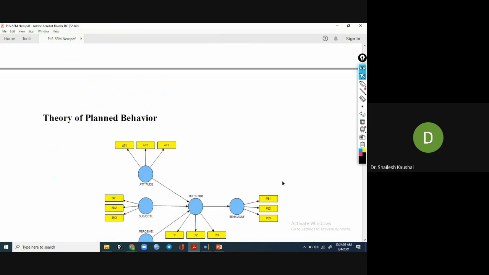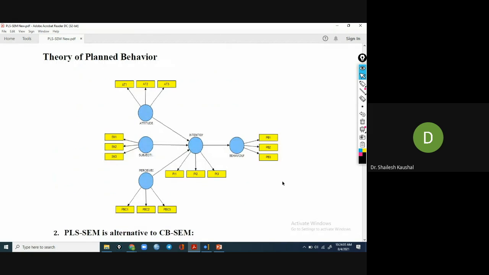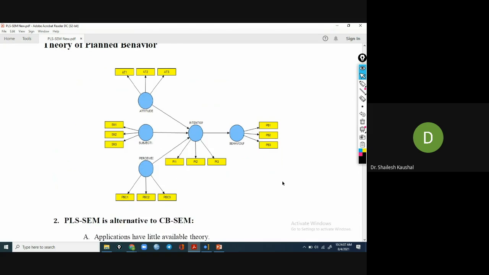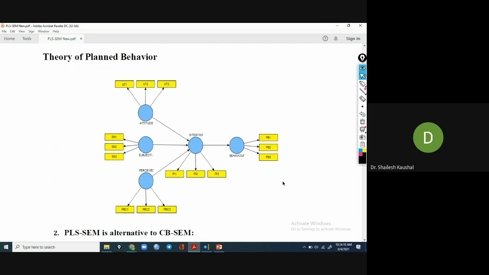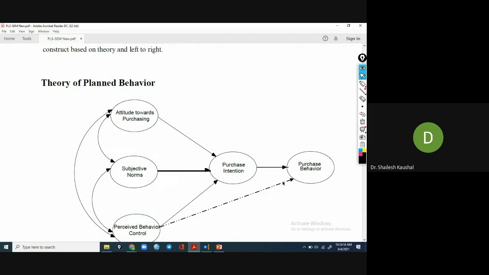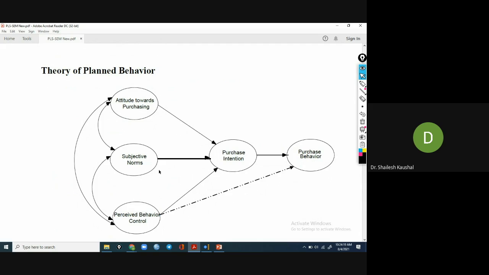Now the theory of planned behavior. This is the theory of planned behavior. So here the same thing in the theory of planned behavior, you can see this. When we apply theory of planned behavior in CBSEM, it means there is a covariance among the constructs. It's a covariance relationship.